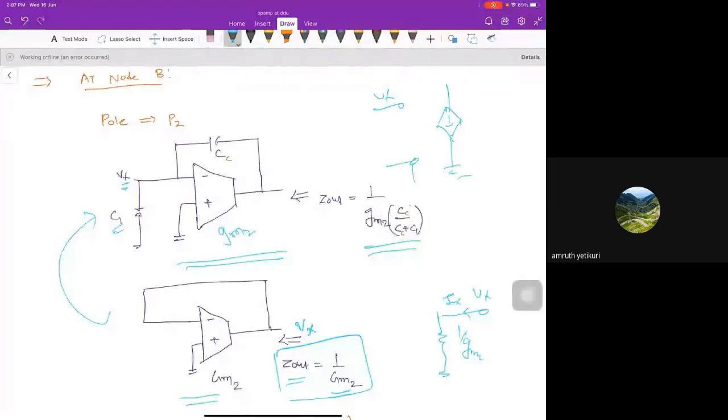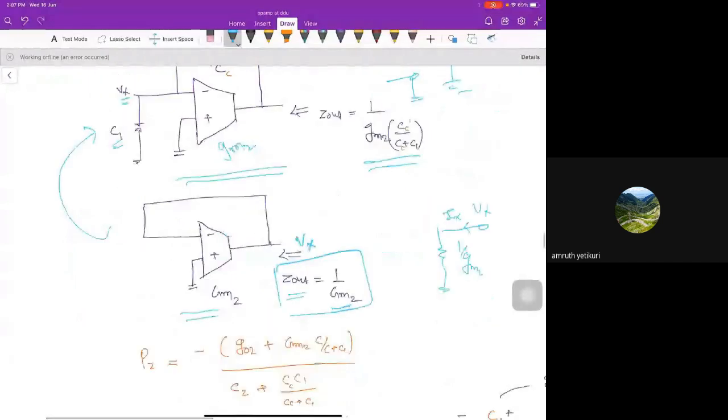Actually it will take time if I go into this kind of stuff. This is the Vx actually. This is controlled by Vx. You can see that, and in this way, if you apply it, you will get it. So Zout is equal to 1 by GM2.